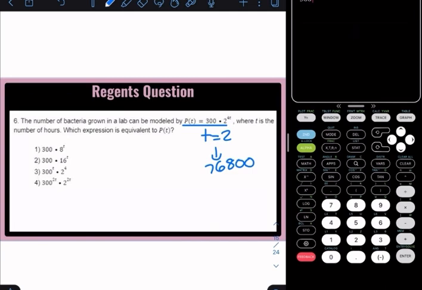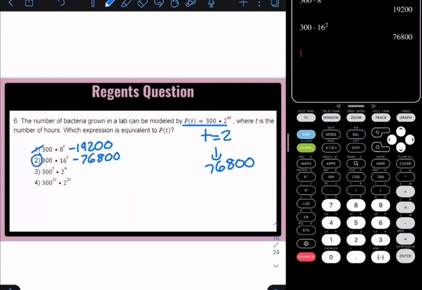And let's see, when I make t equal to 2 for the answer choices, which one gives me the same answer? 3,000 times 8 raised to t power, which is 2. That's 19,200. Not going to be my answer choice. Let's look at number 2. 3,000 times 16 raised to t power. T is going to be 2. And guess what? That gives us the same 76,800. So our answer would be choice 2.